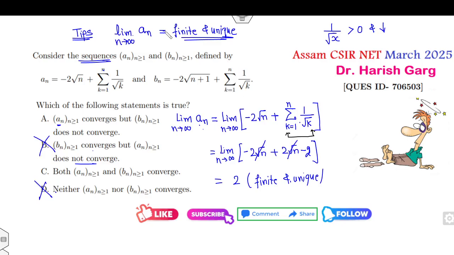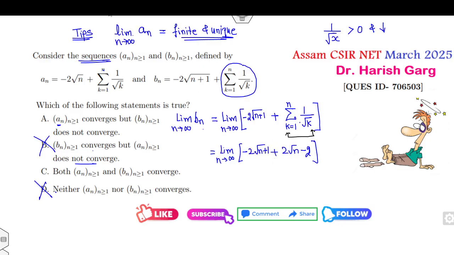Now similarly for the Bn, what will happen? Again you can see this part is positive and decreasing, so I can find the value of the Bn by using the same rule. The only difference is the first term will be n plus 1, so it is minus 2 root of n plus 1. In that case, this quantity is not cancelled out, so I can solve this part. I can take 2 as common, limit n approaches infinity of root n minus root n plus 1, and minus 2.